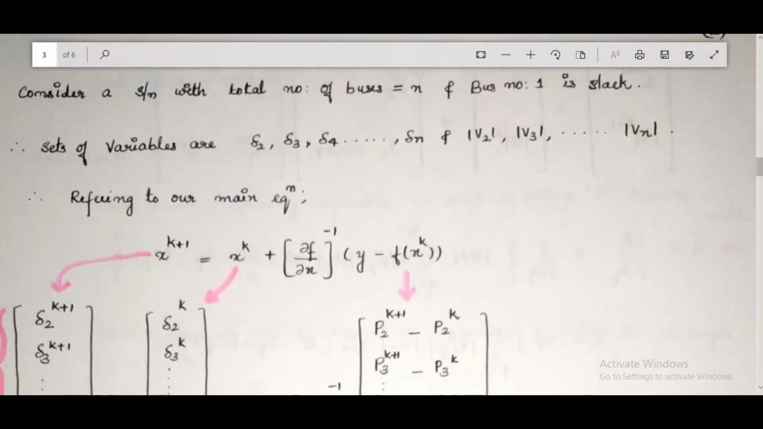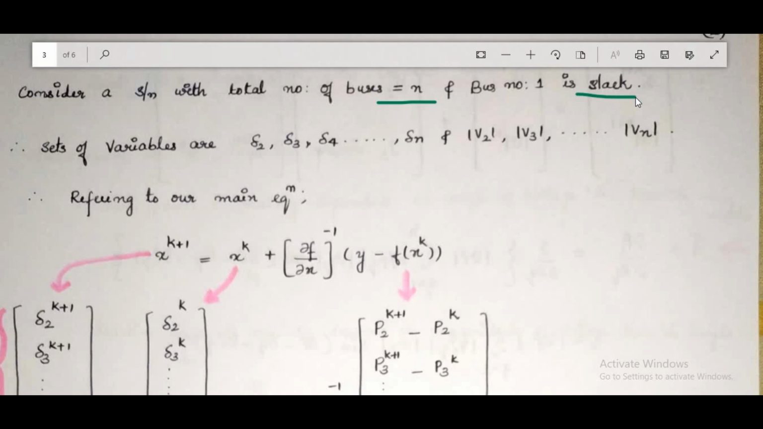Now, let's consider a system where the total number of buses is equal to n. Bus number 1 is a slack bus. So here it is specified as slack bus. Why? Because if it is a slack bus, do we need to calculate its voltage magnitude and delta? No. That means V1 and delta 1 need not be calculated.